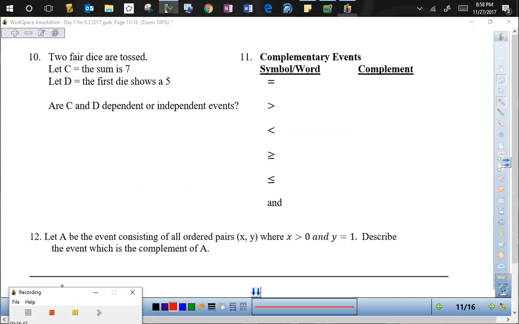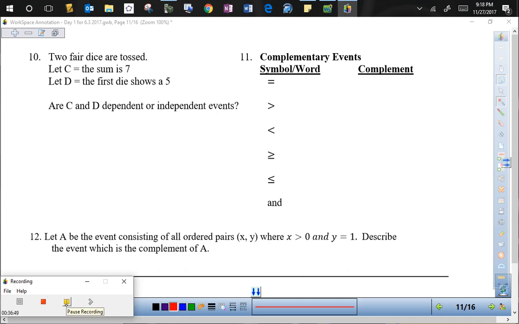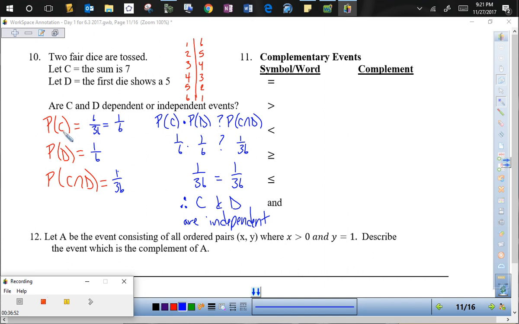Alright, I want you to pause the video and work on number 10. Alright, for the event C, the sum is 7. I've listed all the ways the sum can be 7. So there's 6 out of 36, or 1/6.